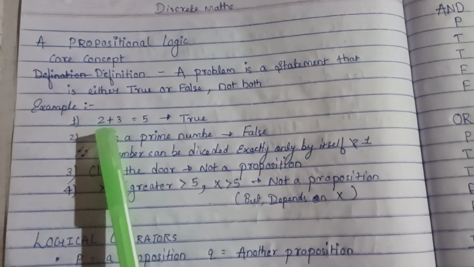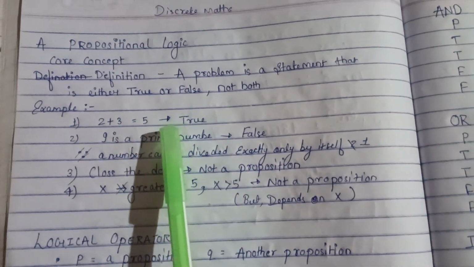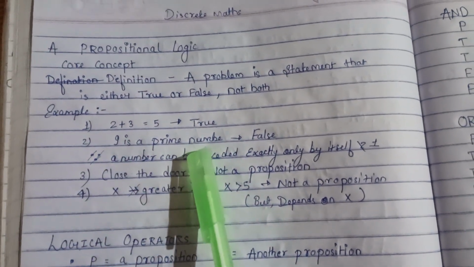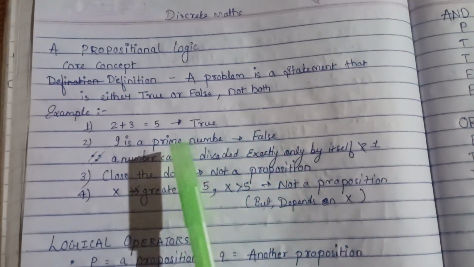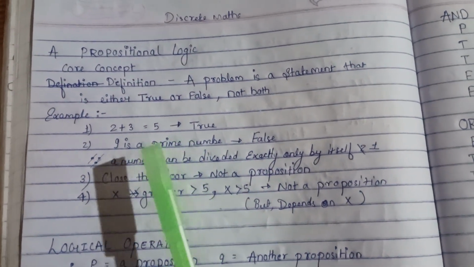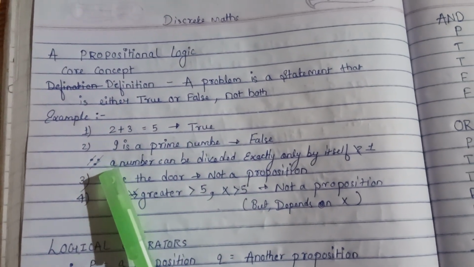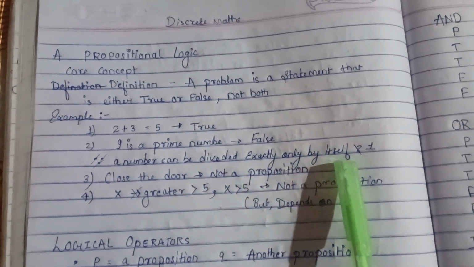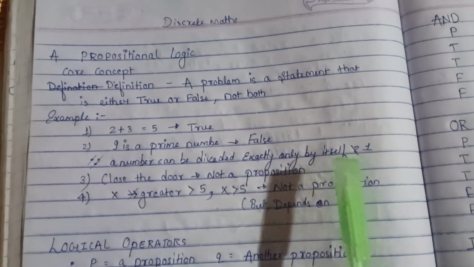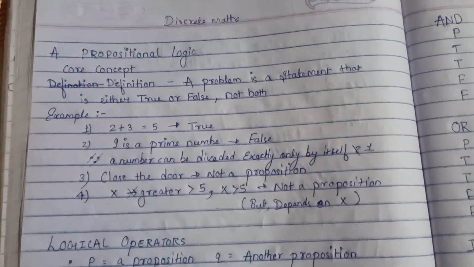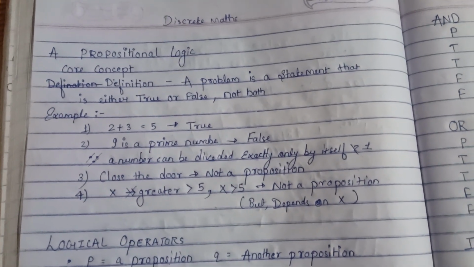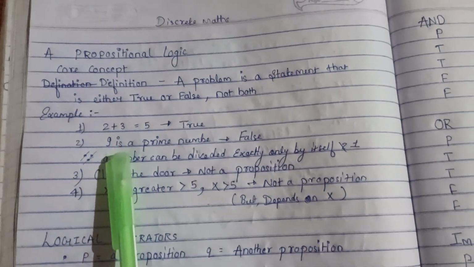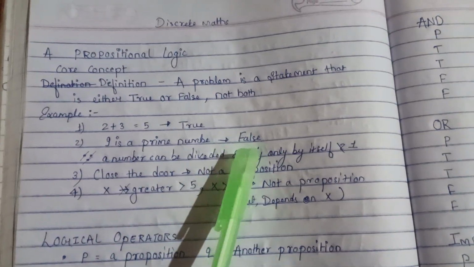Examples are here. 2 plus 3 is equal to 5, which is true. 9 is a prime number, so false. If you don't know what a prime number is, I have written here: a number that can be divided exactly only by itself or 1. Examples would be 7, 17, and so on. 9 is divisible, that's why it's false.